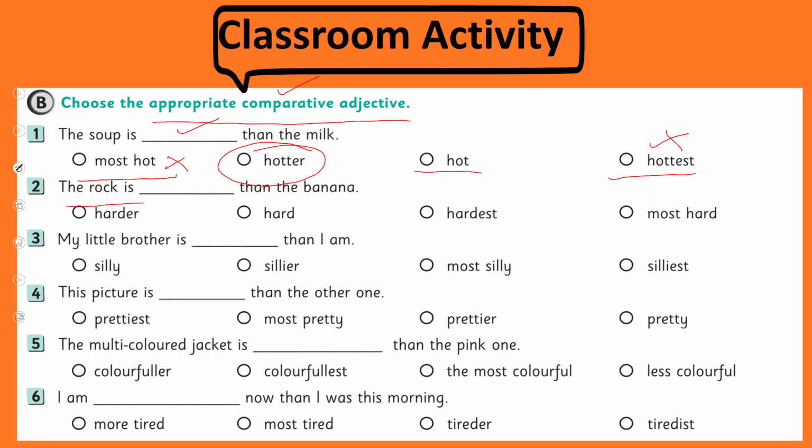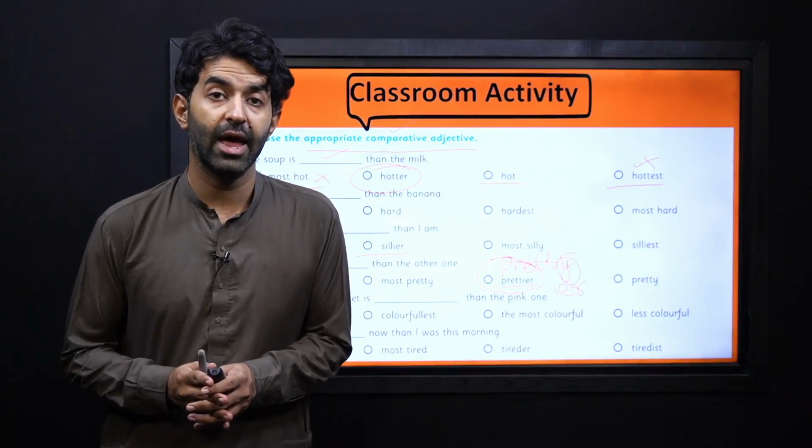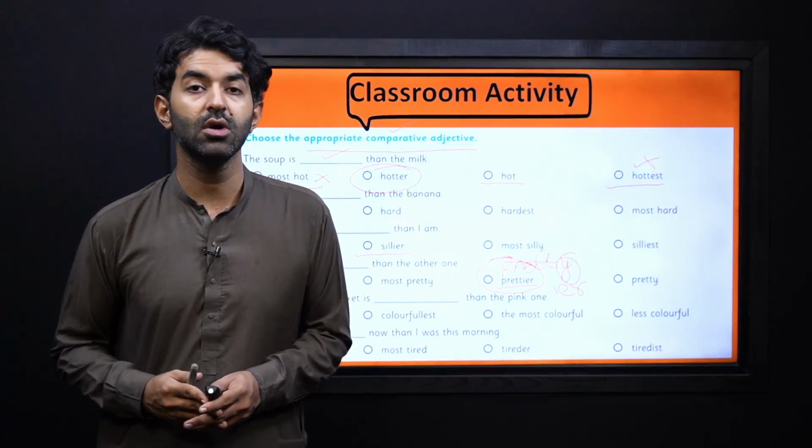The rock is harder than the banana. My little brother is sillier than I am. This picture is prettier. Because we are comparing, we remove the y. We removed the y from pretty and added i-e-r. So we made the word prettier. So you can solve the rest of the MCQs by yourself. You can see that when we have an adjective ending with y, we remove it, we change it a little bit to make it into the comparative degree.